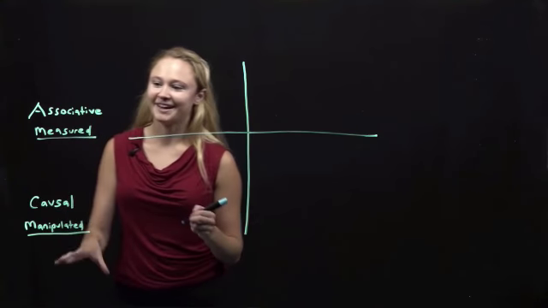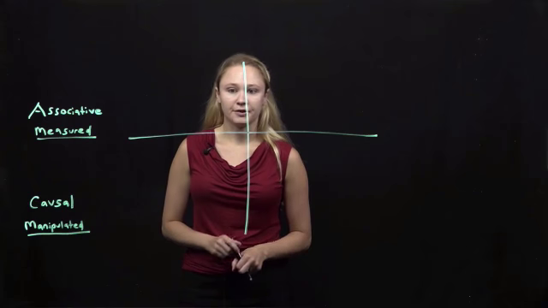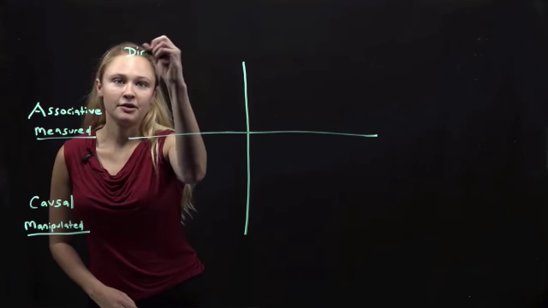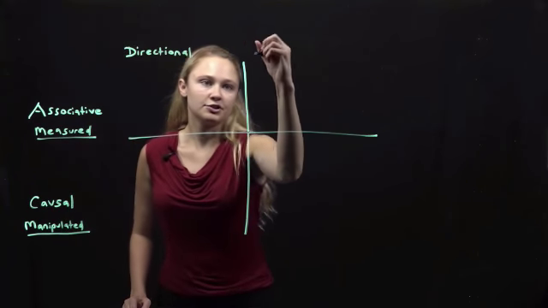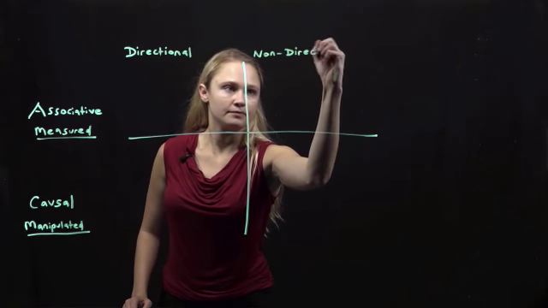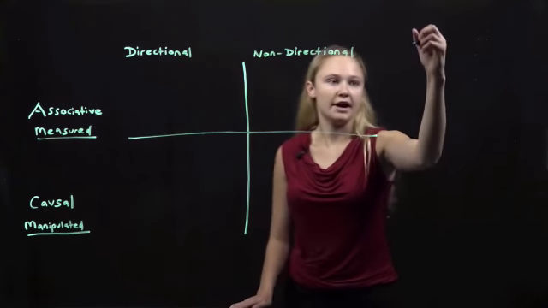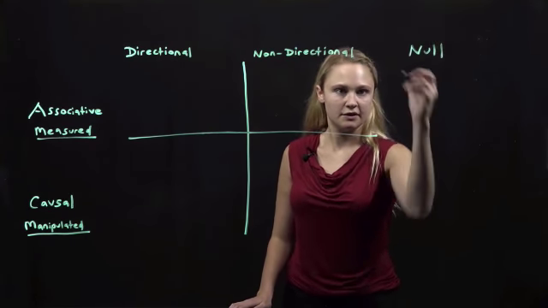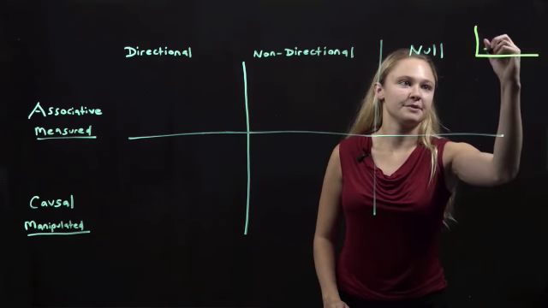And then once you decide if your claim is associative or causal, depending on what the researcher is doing, then you can write a directional or non-directional hypothesis. So directional or non-directional. And I will also add the null hypothesis here as well, so we can discuss this. So this is saying that there is no difference between groups.